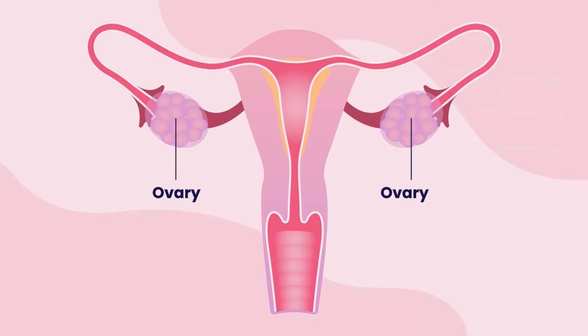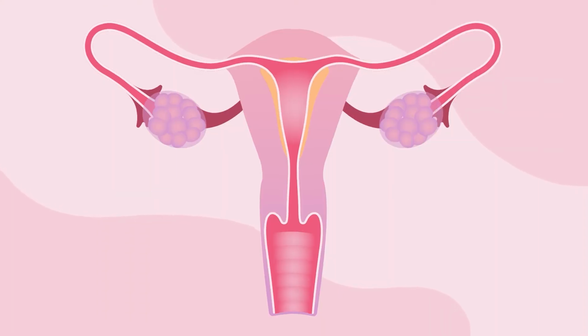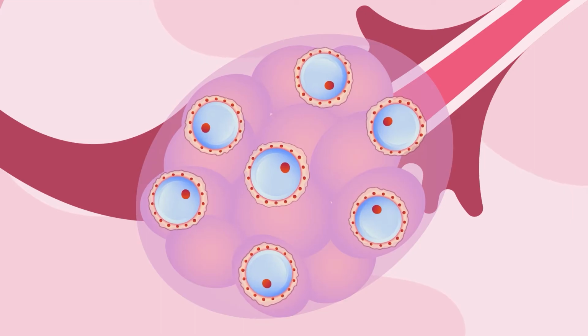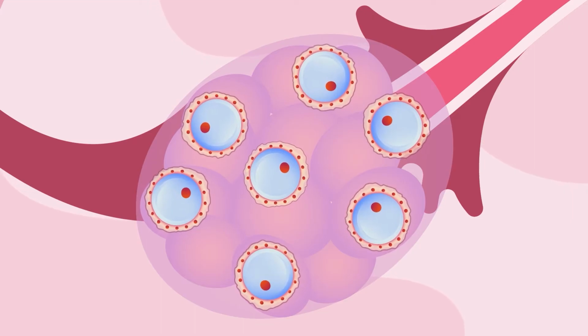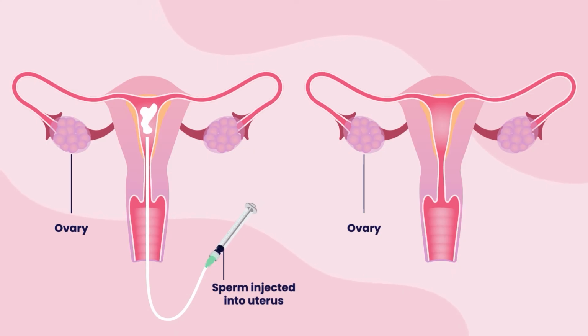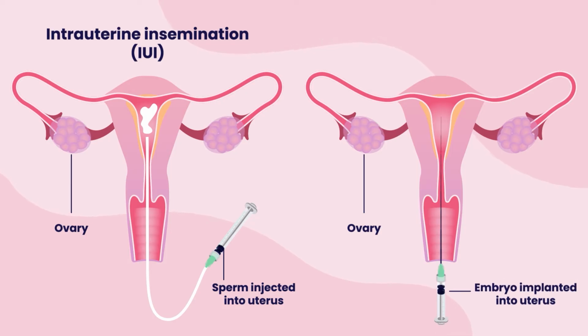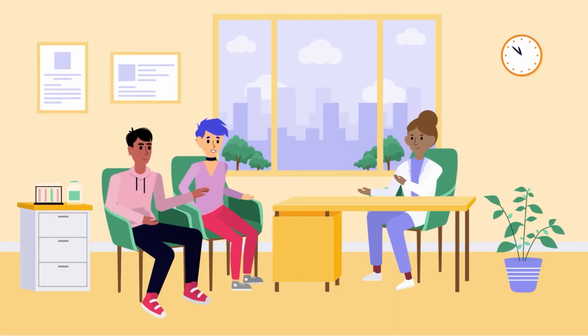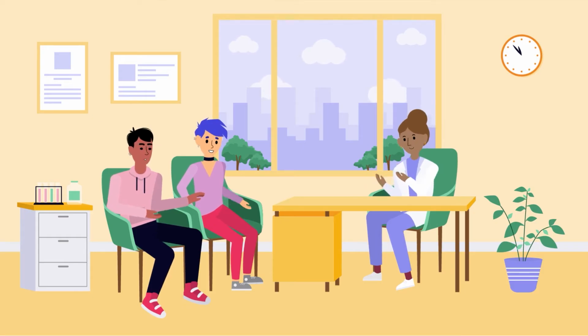Controlled ovarian stimulation is a process that allows the ovaries, when stimulated with fertility medication, to mature multiple eggs at once versus a single egg like during a natural menstrual cycle. Controlled ovarian stimulation is used during various fertility treatments including intrauterine insemination, or IUI, and in vitro fertilization, or IVF. The protocol used by your fertility specialist will vary depending on your specific treatment plan.